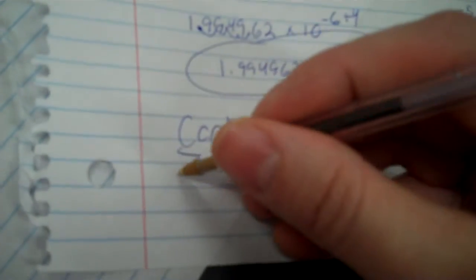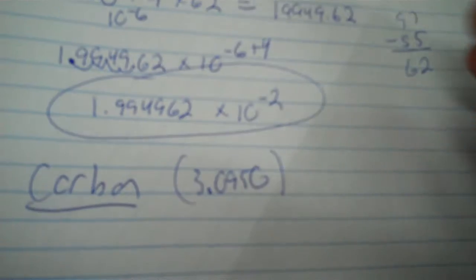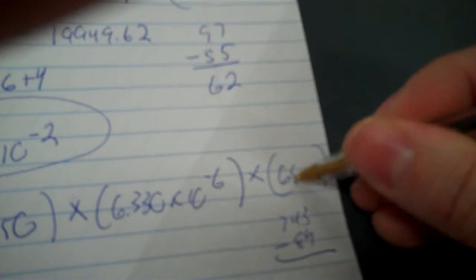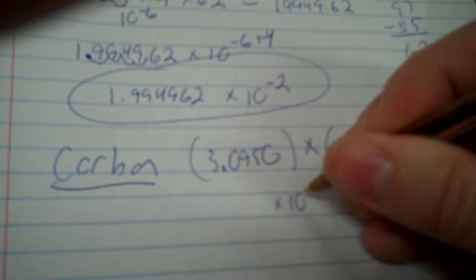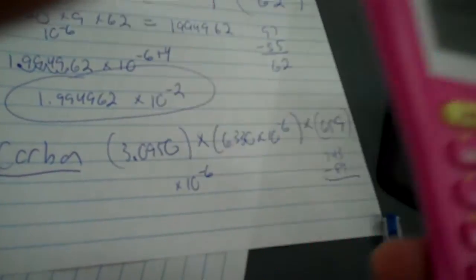Okay, then carbon, same thing. The original length, I've got 3.0950 times 6.330 times 10 to the negative 6th times, and then my temperature change, I need to subtract 743 minus 84. Okay, 659. Okay, so we got the 10 to the negative 6, nothing to do with that. Then we just multiply the three standard numbers together. 3.0950 times 6.330 times 659.